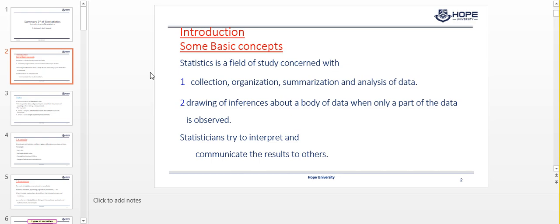The second reason why we study statistics is to draw decisions and inferences about our data when only part of the data is observed and other parts are missing. So we should try to make a decision about what the data is actually concerning. So statisticians try to interpret and communicate the results to others in an understandable way, easily and simply, visually, as a table, as a graph, and something else.